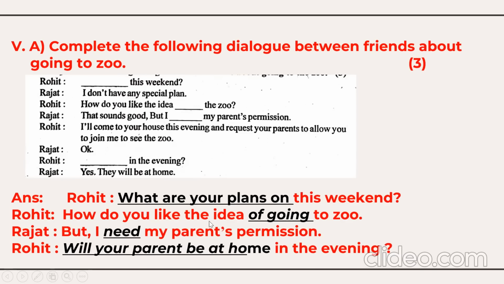How do you like the idea of going to the zoo? That sounds good, but I need my parents' permission. Then he said, will your parents be at home in the evening? Like this. So you need to think and plan, based on the previous dialogue, what discussion might be happening between the two friends based on the given situation. So filling the dialogues is for 3 marks.